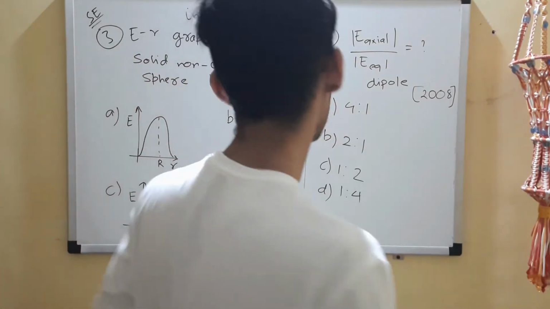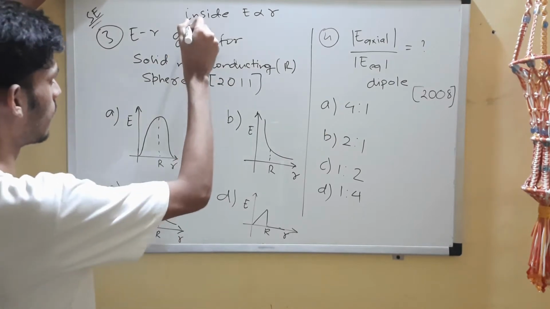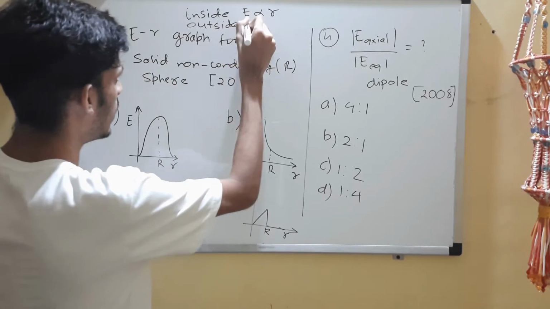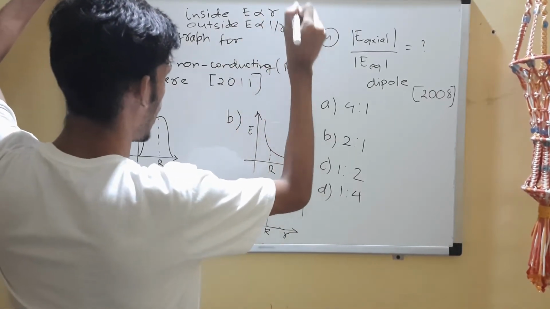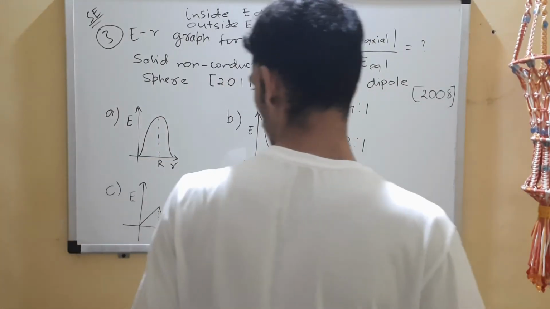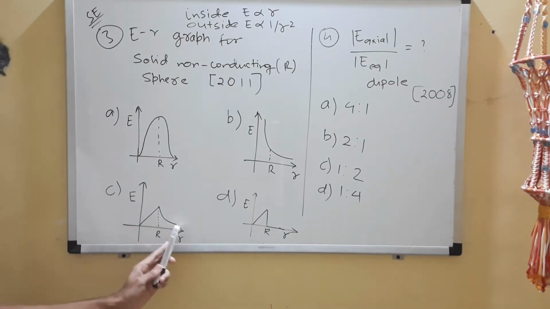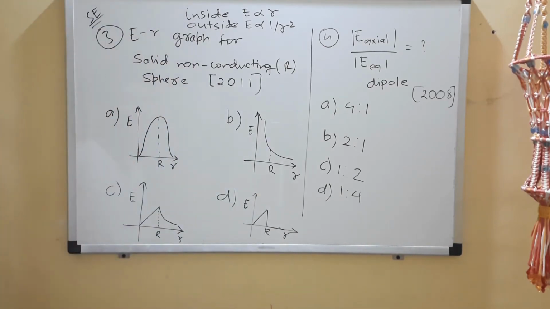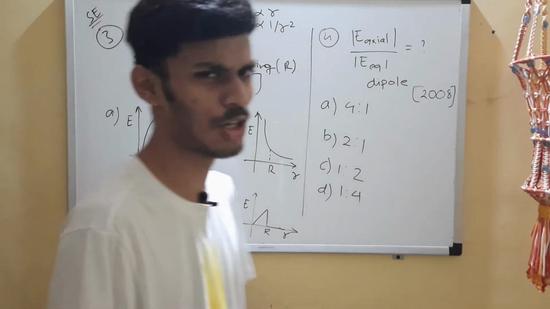Now let's analyze what happens when we go outside the solid conducting sphere. We know that outside the sphere, the field is like that of any other sphere, proportional to 1 by r square, inversely proportional to the distance square. So which is the graph showing that? Option C. Here the field outside, of course, does not become 0 suddenly, it is inversely proportional to r square. So option C is the correct choice over here.